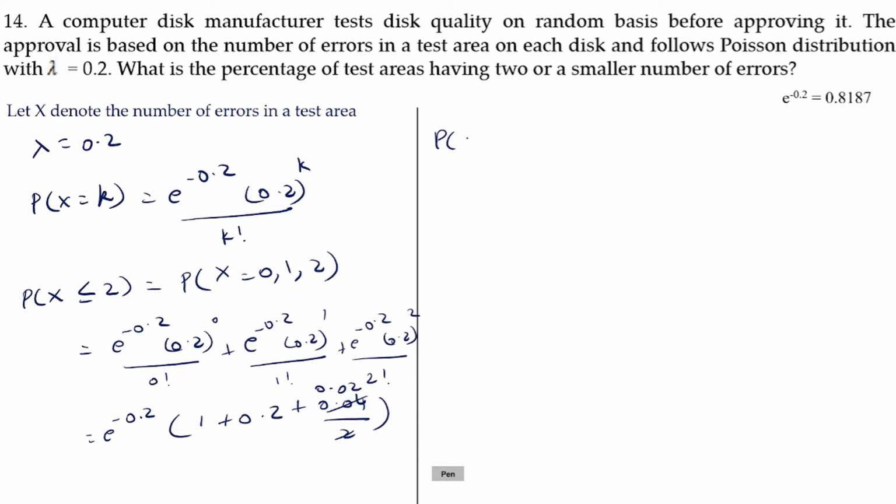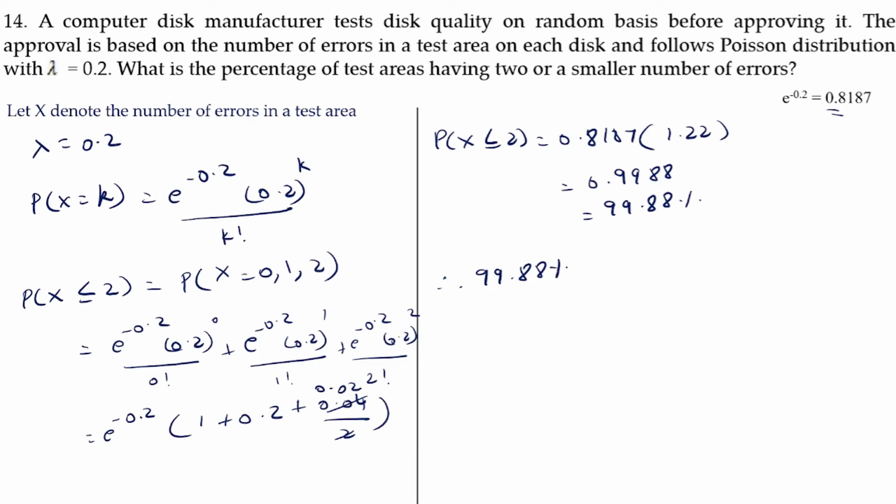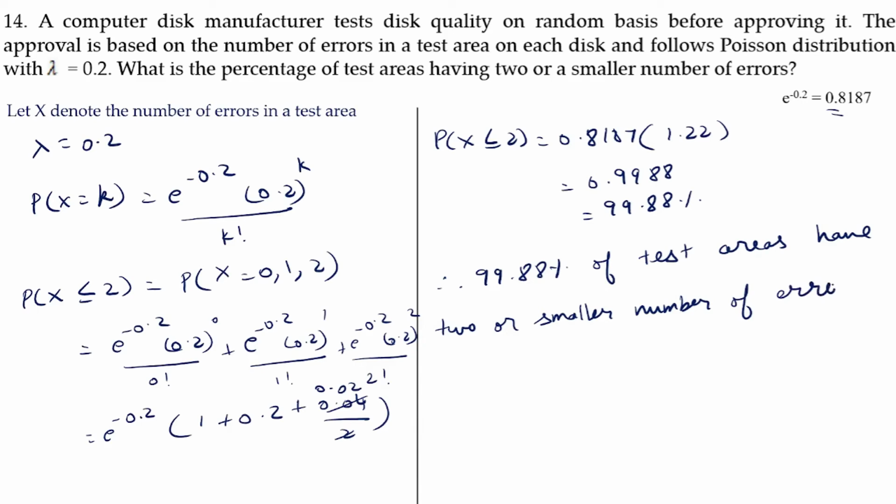The probability of x less than or equal to 2 is e raised to minus 0.2, which they have given as 0.8187. Now when we add this, we get 1.22. When we multiply, we get 0.9988. This 0.9988 is nothing but 99.88%. Therefore, 99.88% of the test areas have 2 or smaller number of errors. So this is the answer.